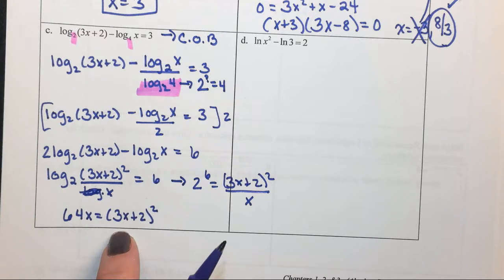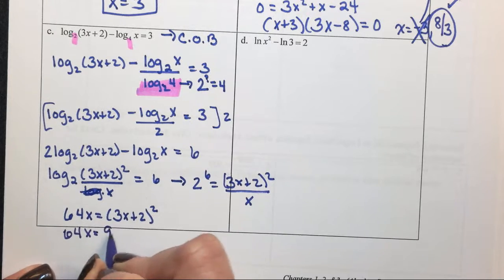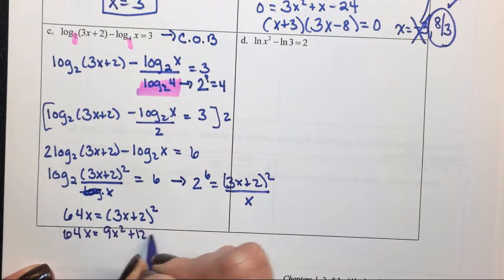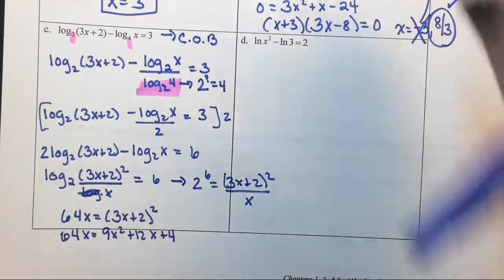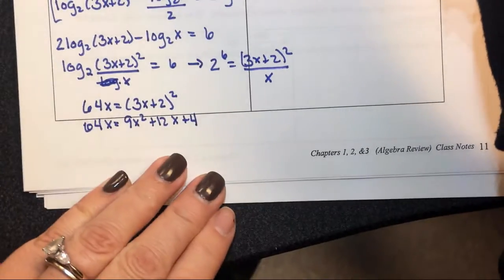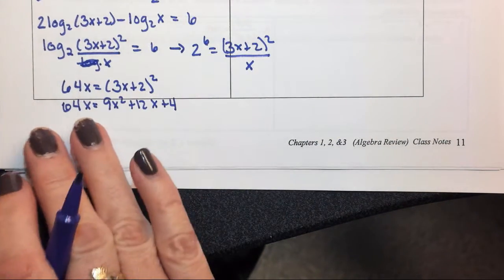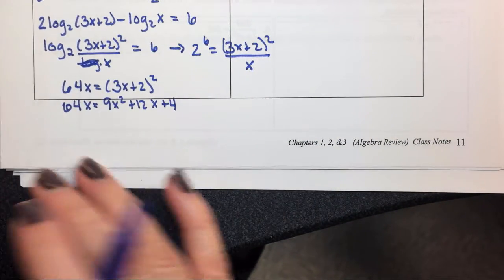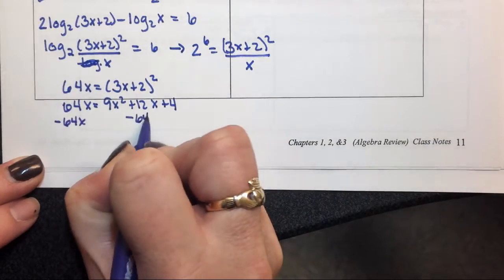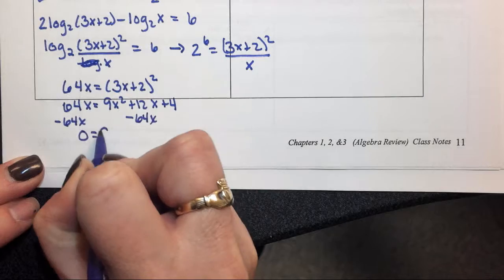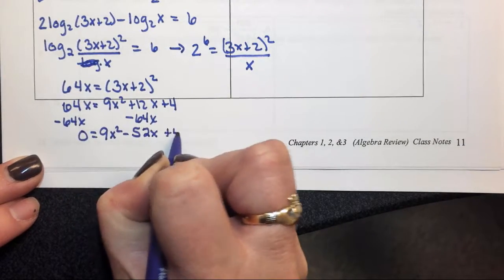I can now FOIL the right-hand side. So 64x is equal to 9x squared plus 12x plus 4. Thoughts next? What do you have to have on one side of this quadratic equation? We have to have a 0. So 0 is equal to 9x squared minus 52x plus 4.